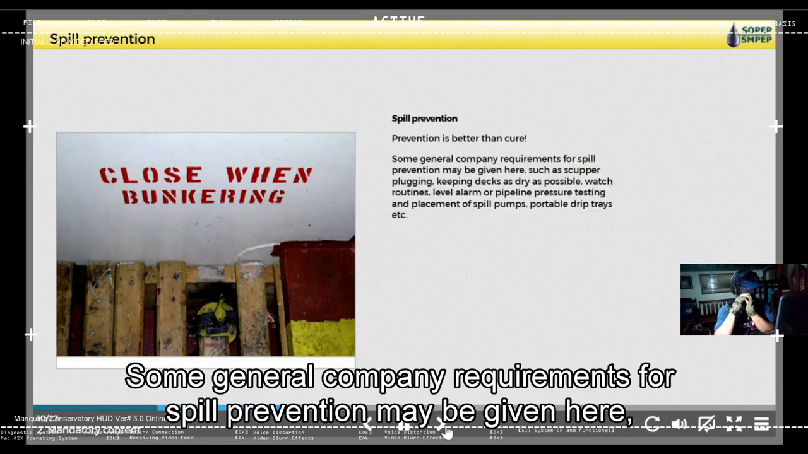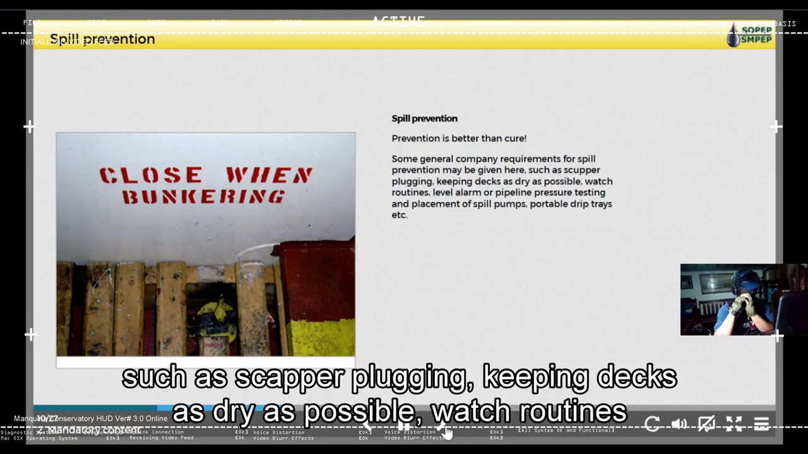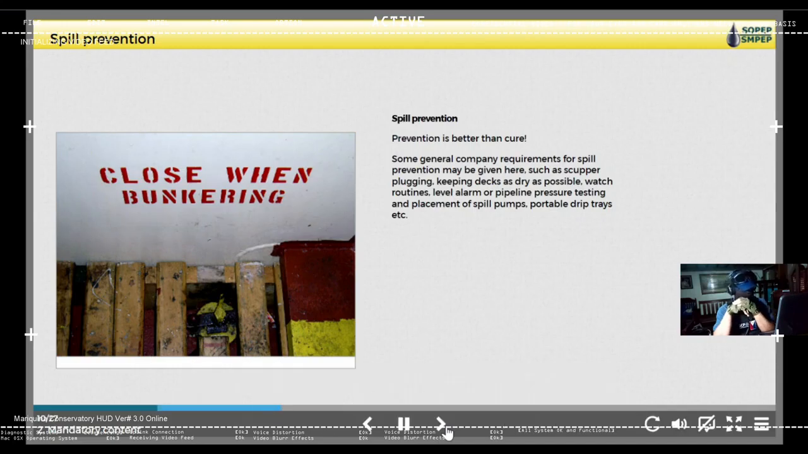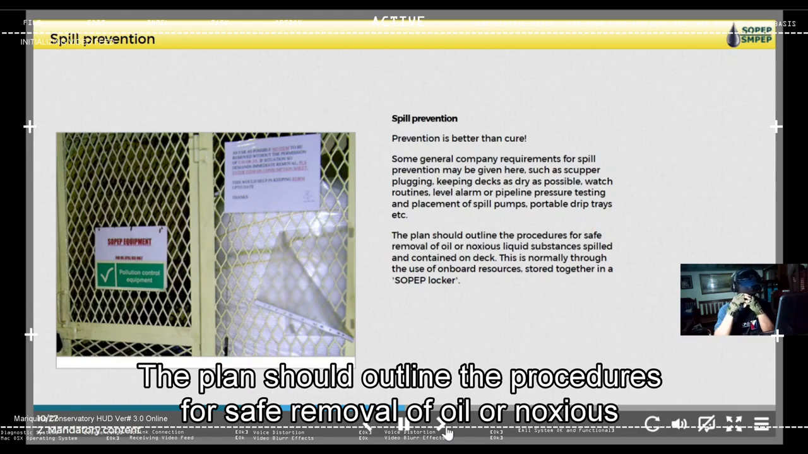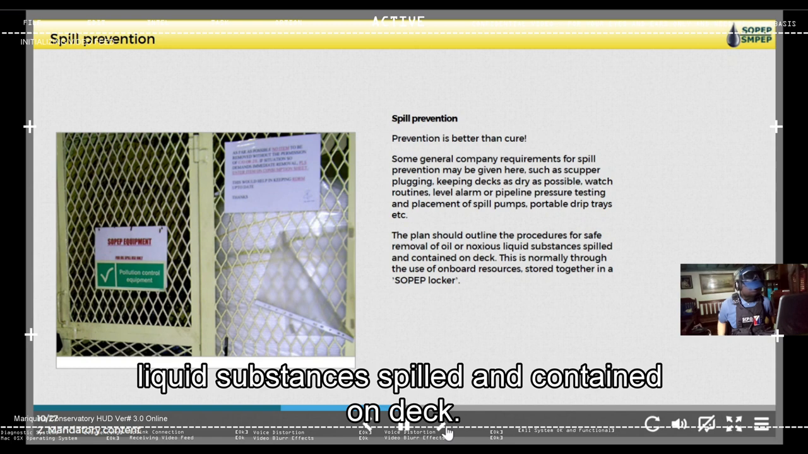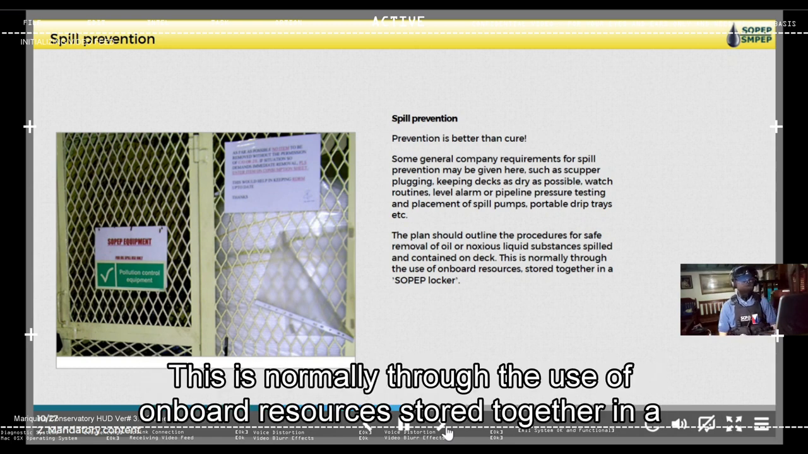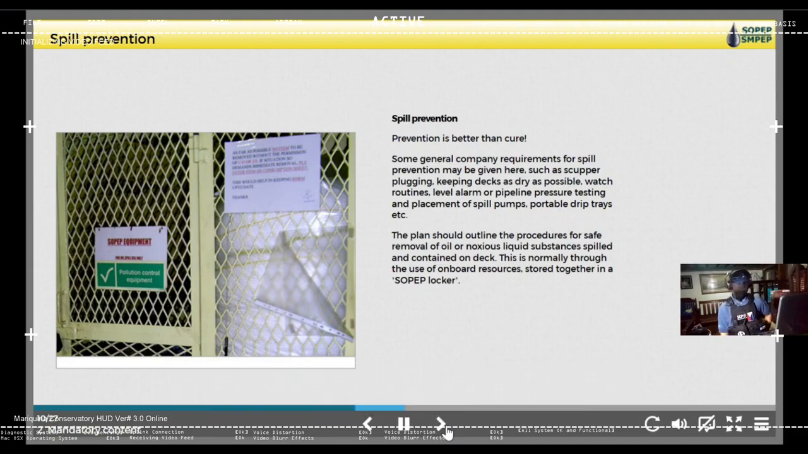Some general company requirements for spill prevention may be given here, such as scupper plugging, keeping decks as dry as possible, watch routines, level alarm or pipeline pressure testing, and placement of spill pumps, portable drip trays, etc. The plan should outline the procedures for safe removal of oil or noxious liquid substances spilled and contained on deck. This is normally through the use of onboard resources, stored together in a SOPEP locker.